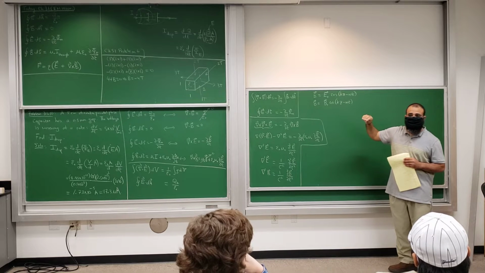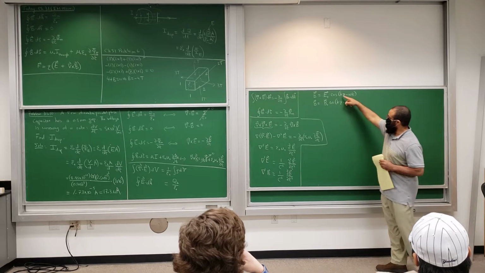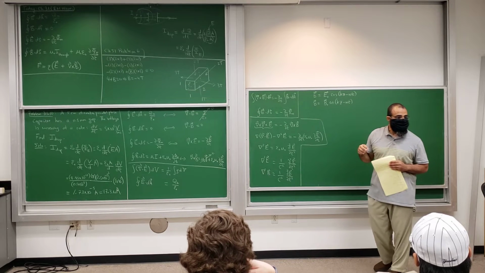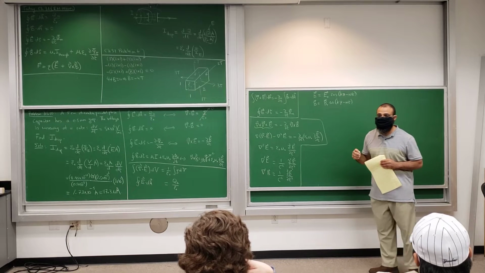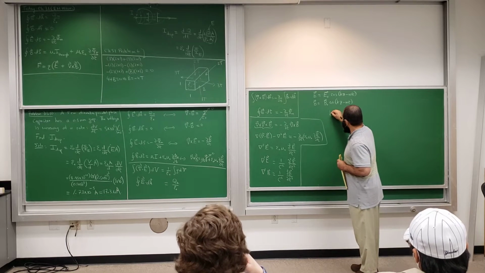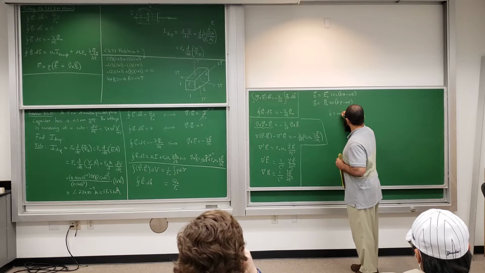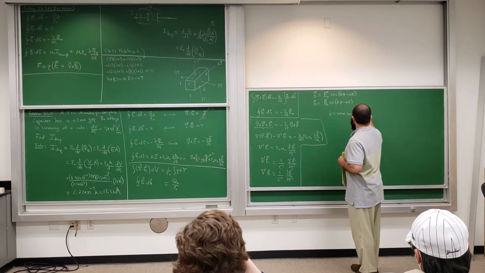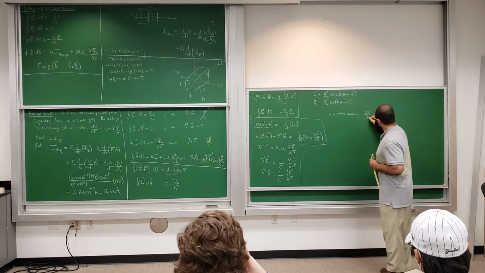Right, so k is called the wave number. We have seen it before, right? We've seen it in mechanics. The wave number, okay? And it's equal to 2 pi divided by the wavelength. Lambda is the wavelength.